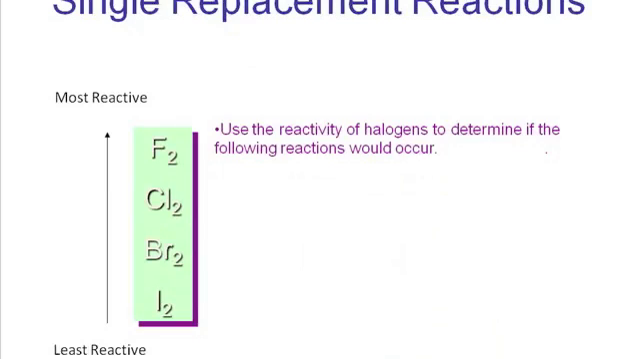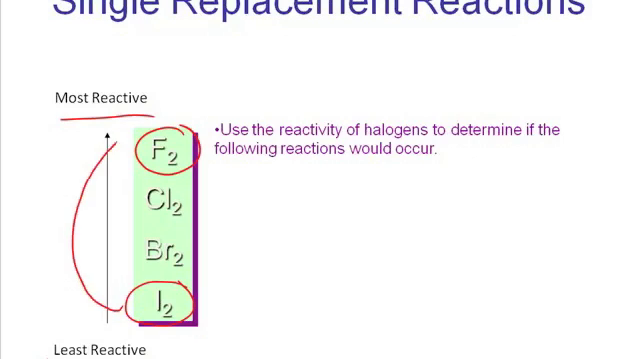Okay? Now, another thing that you need to understand is also the halogens. And the halogens are also arranged in order of most reactive to least reactive. At the top of the list you have fluorine. On the bottom part of the list you have iodine. Okay? Here's the most reactive, here's the least reactive. These guys cannot replace above, but these guys can replace anything below it.